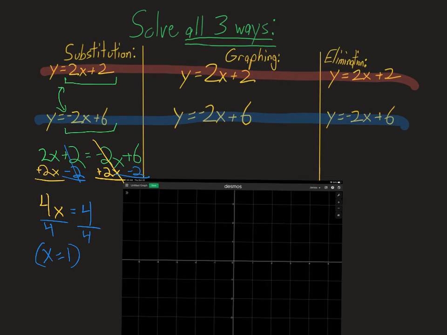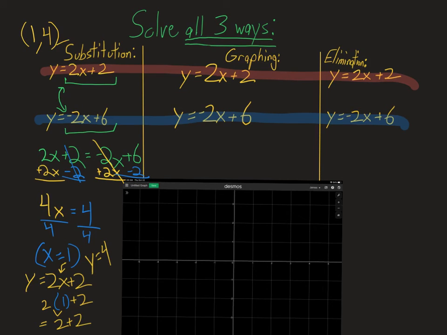So now I just plug in to either original equation. I'll just pick the top one, and I'll plug in right there. So I end up with 2 times that 1 plus 2, which is 2 plus 2, which is 4. So my y value equals 4. So for substitution, I've got (1, 4). And if I do it right, I know exactly what I need to see for my other two solves.